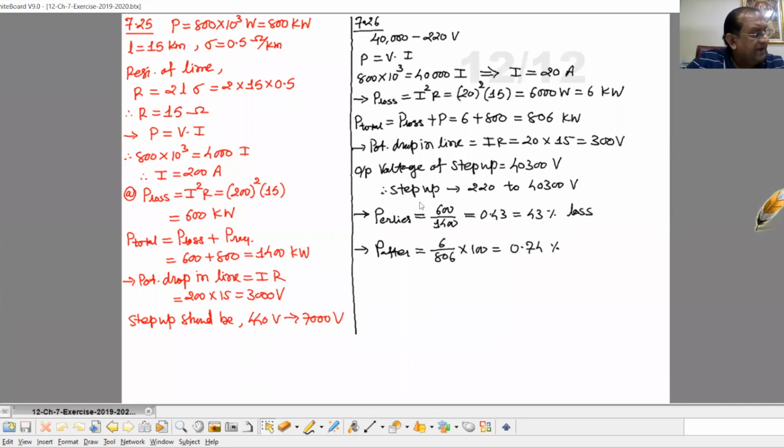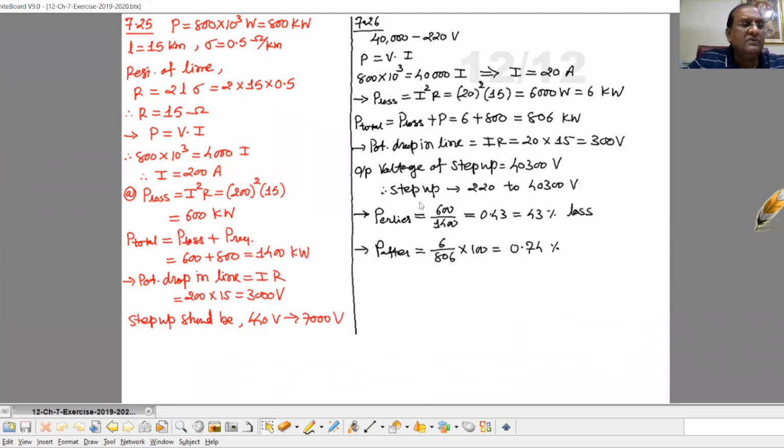A. Estimate the line power loss in the form of heat. B. How much power must the plant supply, assuming there is negligible power loss due to leakage. C. Characterize the step-up transformer at the plant.